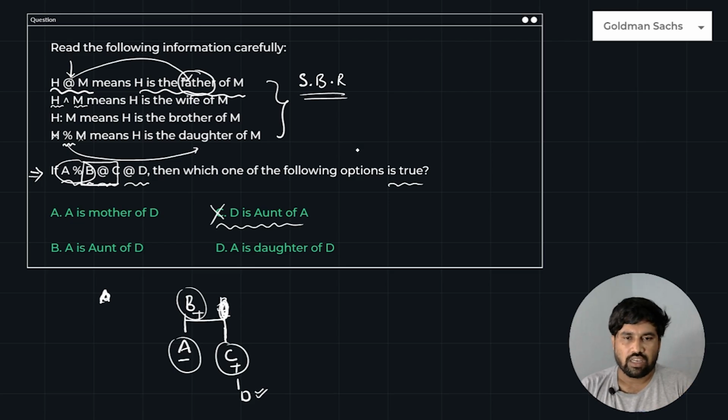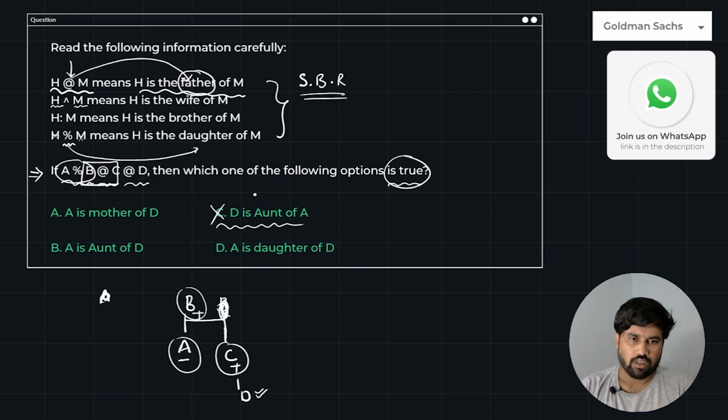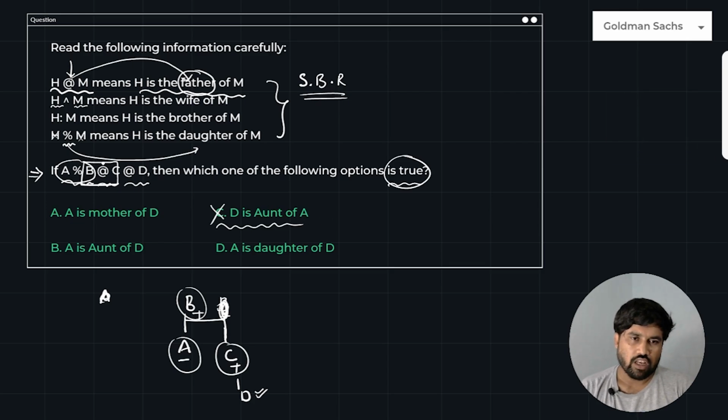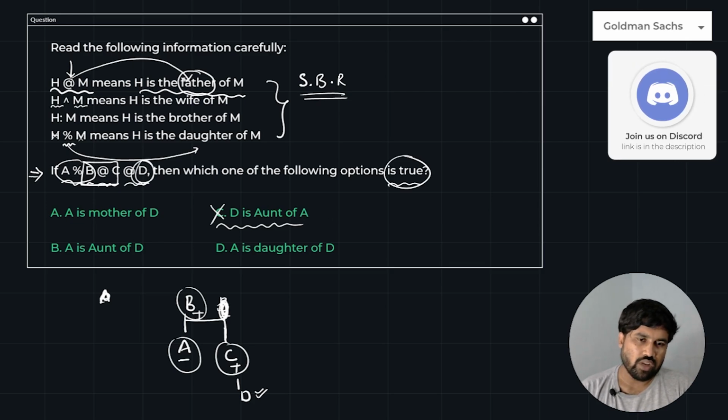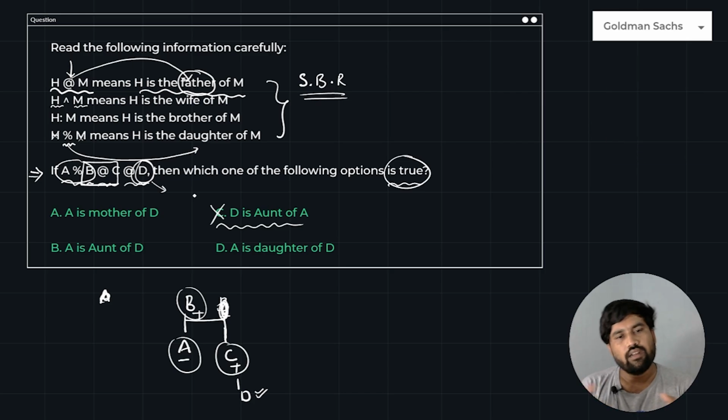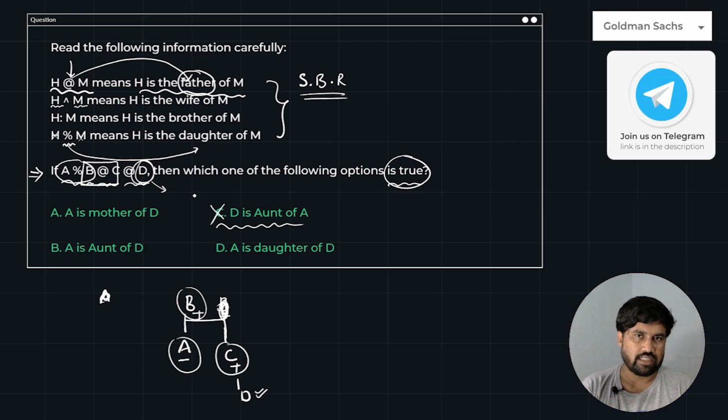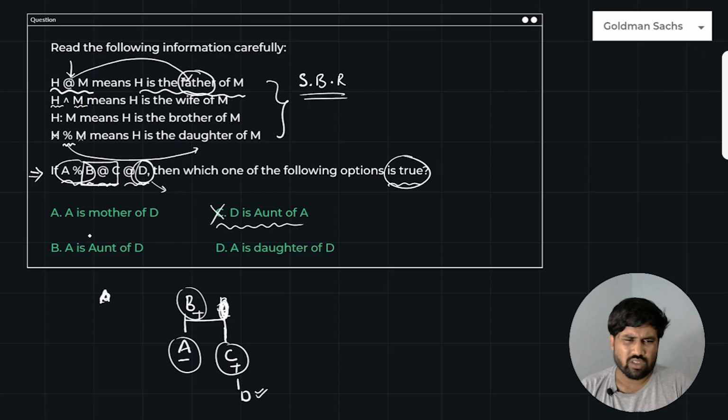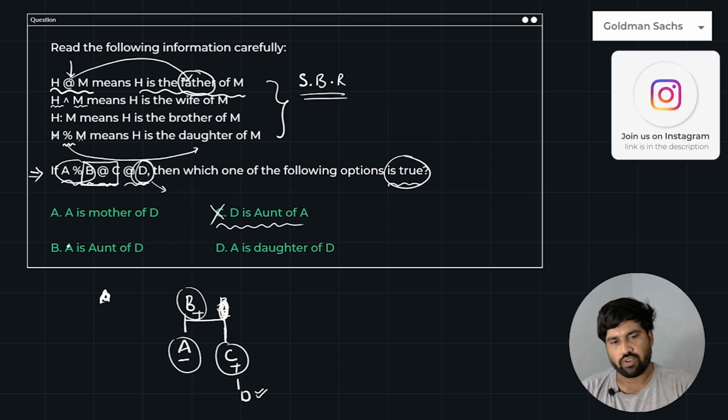Why? Because he wants the truth. So D is an aunt of A. So here D is the last person. We can't determine his gender or her gender, so option C automatically eliminates. Right. So just look at the remaining options and we will conclude this.